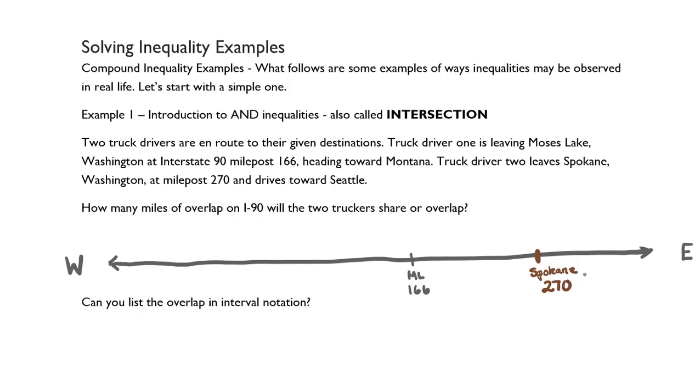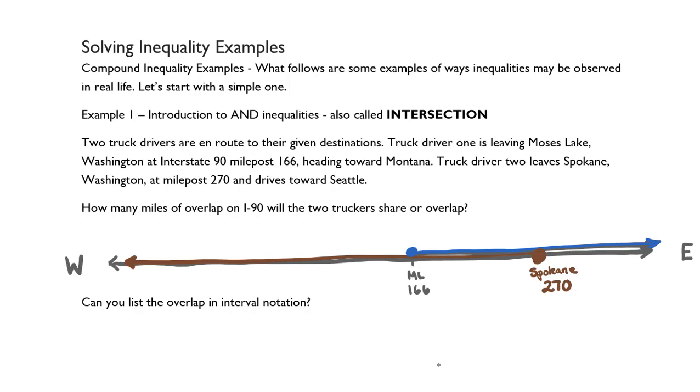Now this truck driver, truck driver 2, is leaving Spokane and drives towards Seattle. Okay, so now we need to list the direction these two trucks are going. Truck 2 leaves Spokane and heads west. Truck driver 1 leaves Moses Lake and heads toward Montana. I'm going to use a slightly different color here so you can see the two lines a little better, and I'm going to include the endpoint, so I'll just make a dot. I'm using a brown pen for the Spokane truck driver and blue for the Moses Lake truck driver.